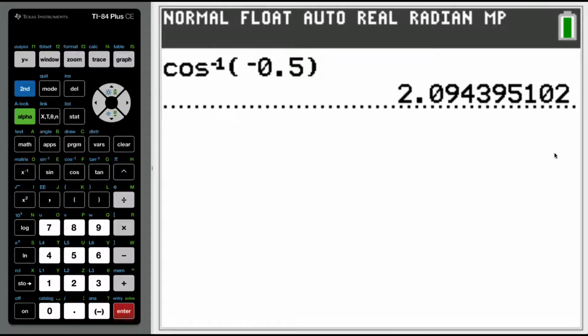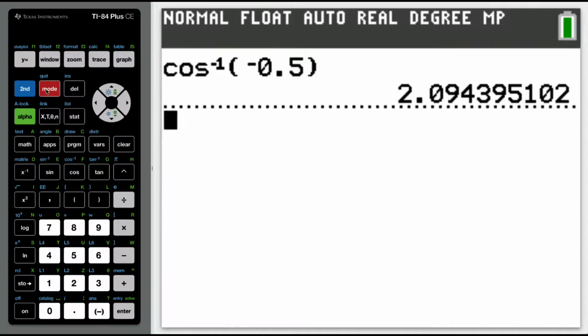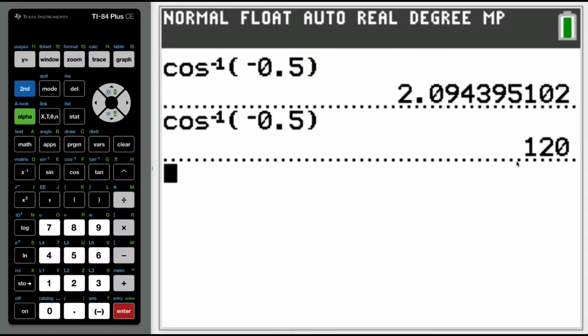It tells me that I get 2.094395102. Now that happens to be the angle 2 pi over 3. I can also tell my calculator to give me a degree answer by switching what mode we're in. So if I change my mode into degree mode and then do that exact same thing, it's going to give me an answer of 120 degrees. And 120 degrees in radians is 2 pi over 3. So those two things match up.